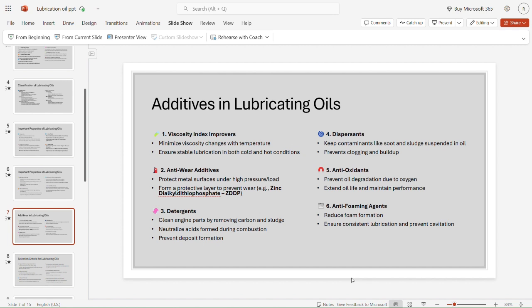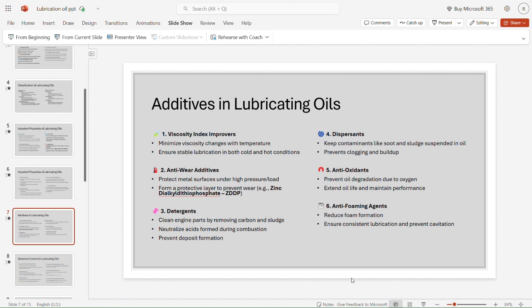The second additive is anti-wear additive. Basically, it reduces the chance of wear between two moving surfaces. By using this additive we prevent the wear caused in various industrial equipment. One example of anti-wear additives is zinc dialkyl dithiophosphate, which is denoted by ZDDP.